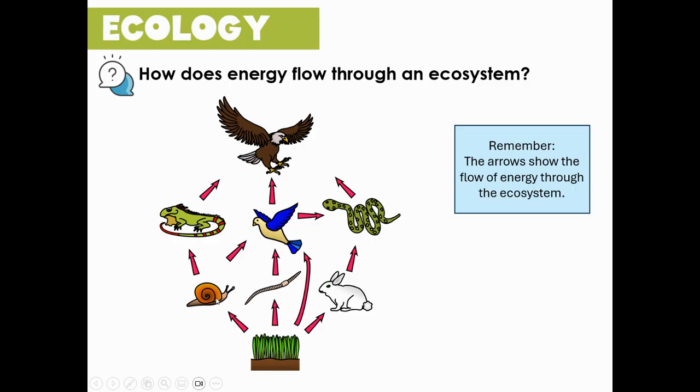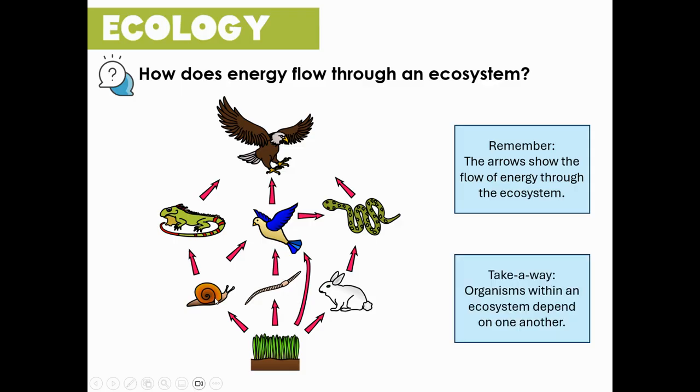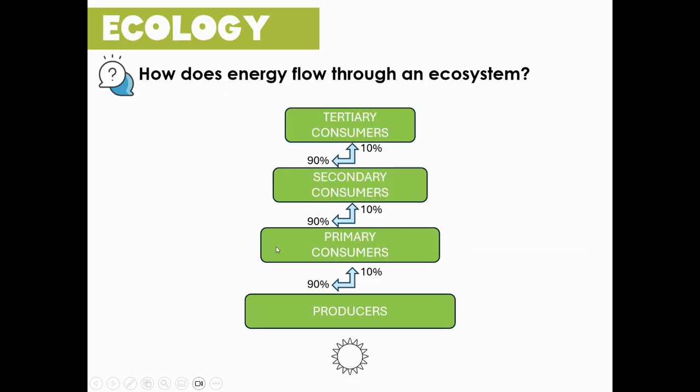So here the snail is going to feed on the producer. And so this just shows that the energy that the producer has will be transferred to the snail when the snail consumes the producer. The takeaway here is that organisms within an ecosystem depend on one another. So again, I mentioned earlier that this is a great way to also show cause and effect relationships. So if I were to remove one component of this food web, you need to be able to answer the question, how would that affect other members of the food web?